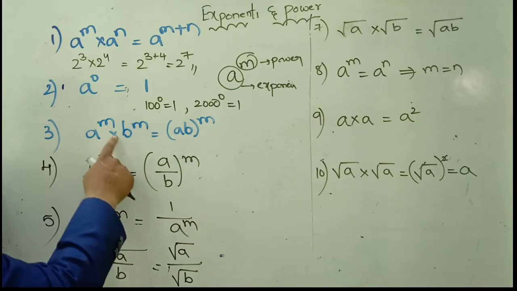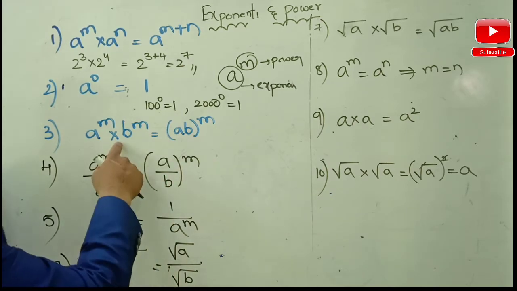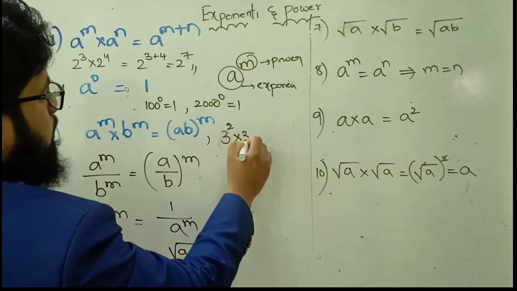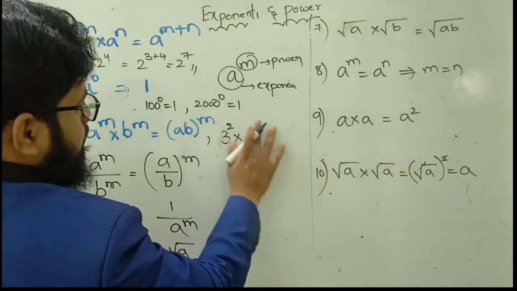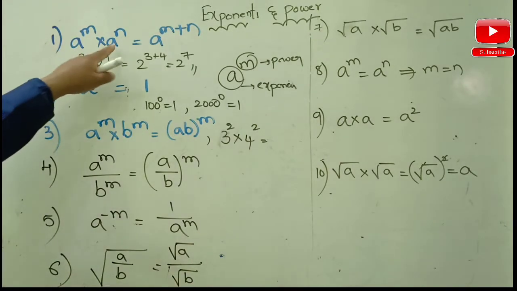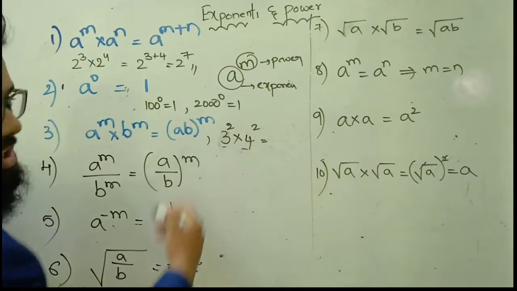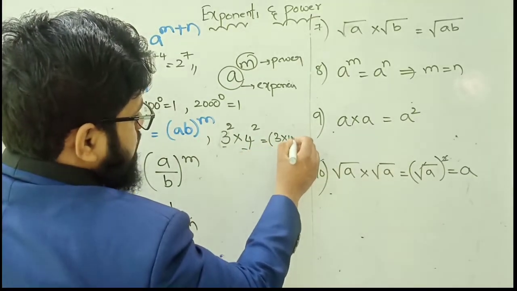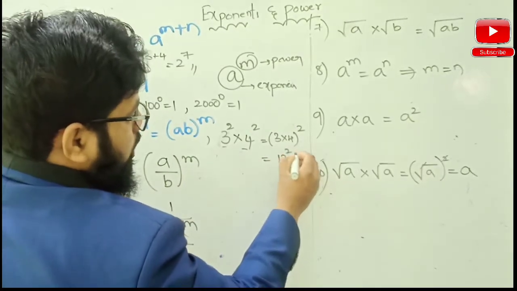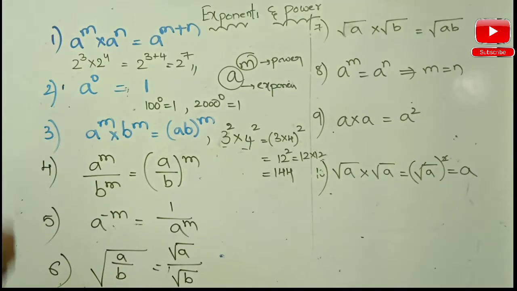The next formula is a power m into b power m, that is equal to ab whole power m. Here I am going to use one example: 3 power 2 into 4 power 2. Here the exponents are different but the powers are the same. At that time you need to multiply the exponents, 3 into 4, then write the same power once. 3 4s are 12, 12 power 2, then 12 12s you should do, and you will get 144.